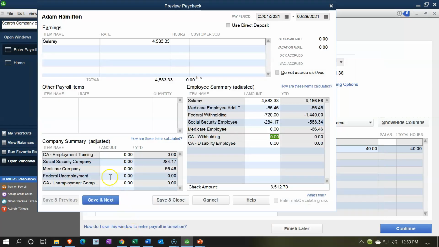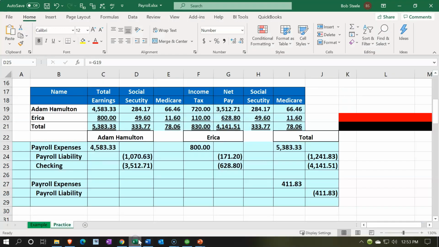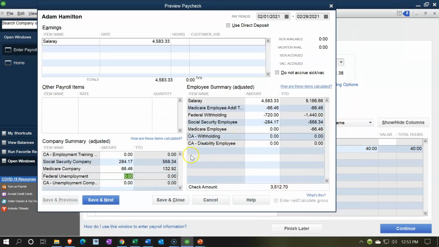So then we have the employer side. Also, what's going to happen is the employer owes taxes. It's going to match the Social Security and the Medicare. Social Security is 284.17. Medicare 66.46. So we haven't yet paid these. The cash isn't going out for these, but it's going to be an increase in the liability. This side, in other words, is going to be this journal entry. Increasing payroll expenses, which you could break out as payroll tax expenses if you so choose. And then the payroll liabilities are going to increase. We're going to owe that in the future.